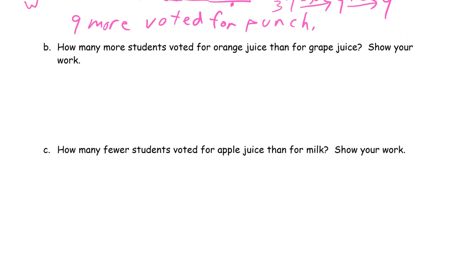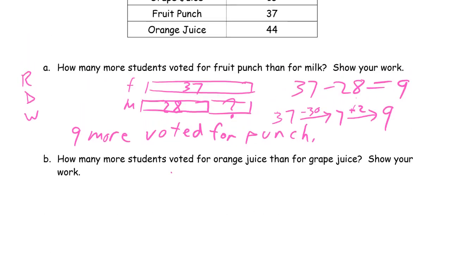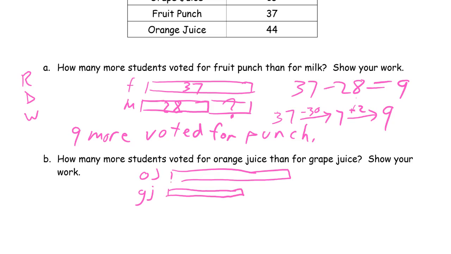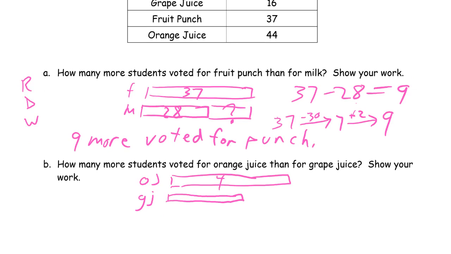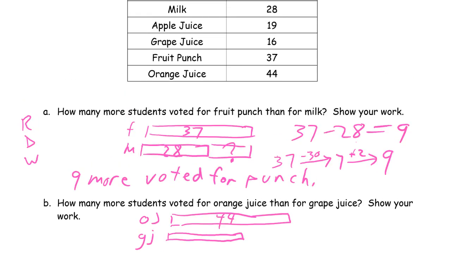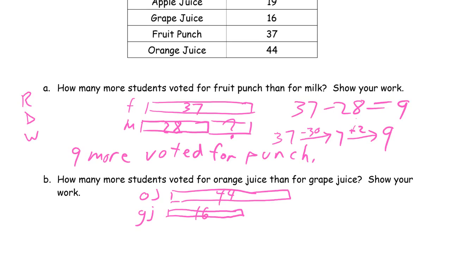How many more students voted for orange juice than grape juice? Show your work. So orange juice is more. It says how many more. So orange juice is more. OJ. And then there's grape juice. GJ. Is going to be less. Because if orange juice is more, grape juice is less. Orange juice was 44. Grape juice, 16. And this here is the more.